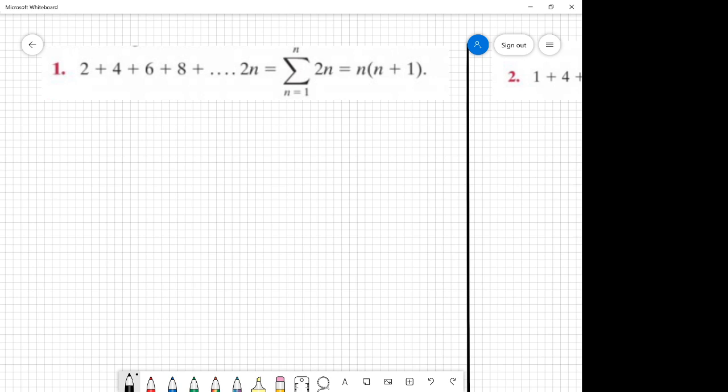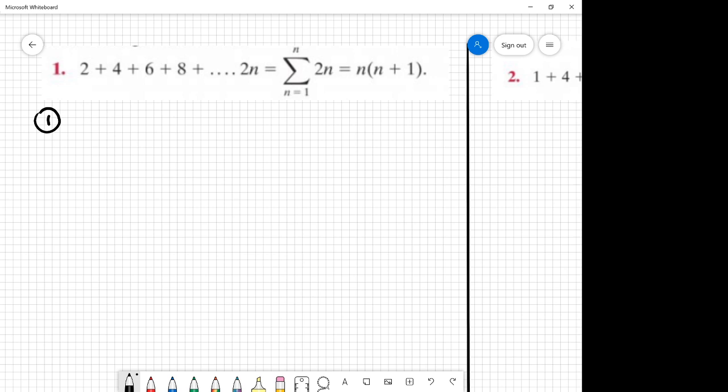So first question on proof by induction. I can't remember the page this is on, but I'll add it on afterwards. So prove that if you add on all of the even numbers to a certain point, that's the same as multiplying together n by n plus 1. The n part here is just telling us how far into it we're going, and we just want to prove this formula.